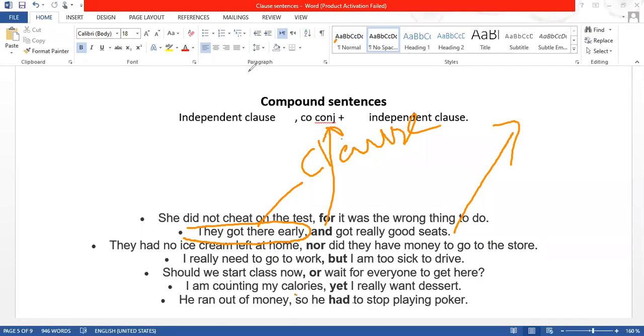Very good. Excellent. It is not a clause because it does not have a subject. But we have a subject, they, which is already mentioned in the beginning, so we don't use it again. You can write it like this: they got there early and they got really good seats. So we don't mention "they" again.